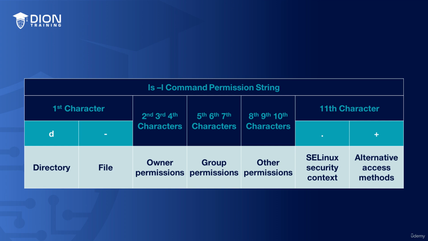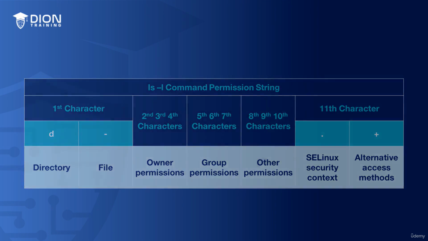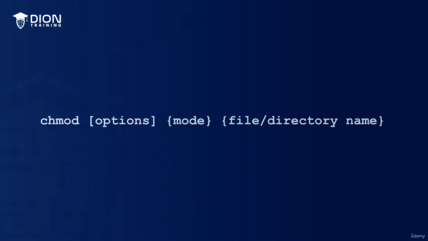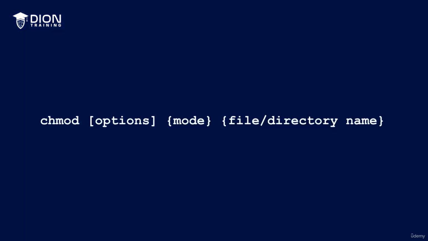If you see a period, that's going to say there's a security context, and a plus for any other combination of alternative access methods. The chmod command also can be used to enable you to modify the permissions of a file or directory. Only the owner of the file or directory or the system administrator, who is the root user, can change the permissions of that object. The proper way to enter the chmod command is by typing chmod, your options, and then your mode, and then your file and directory name.